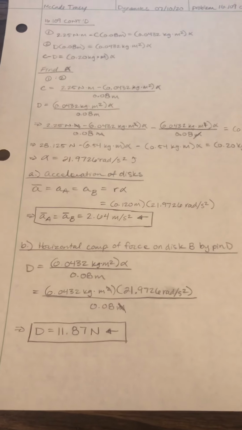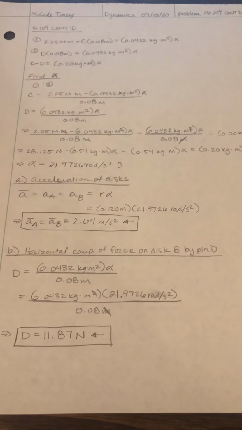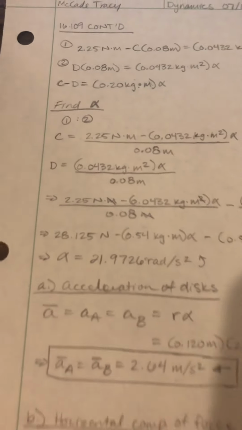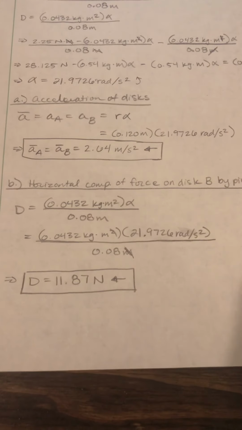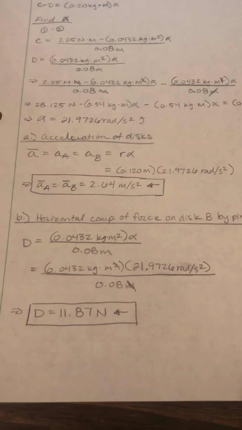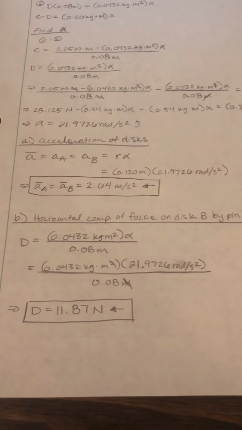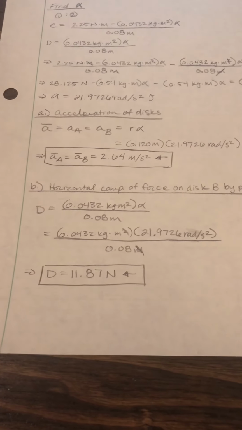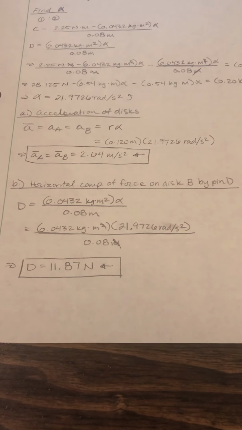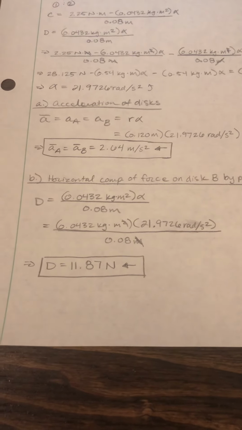Now part B, the horizontal component of force on disc B by the pin D. We use the D equation up here and the alpha that we calculated just a few steps ago. Plugging in those values and doing simple multiplication and division, we find that the horizontal force on disc B by the pin D is equal to 11.87 newtons to the left.